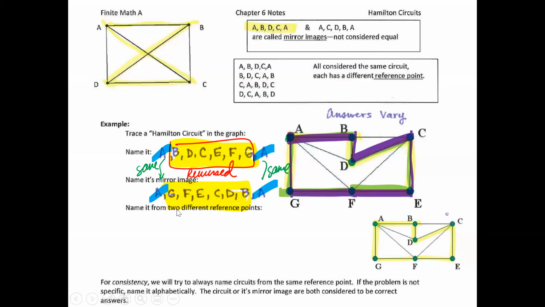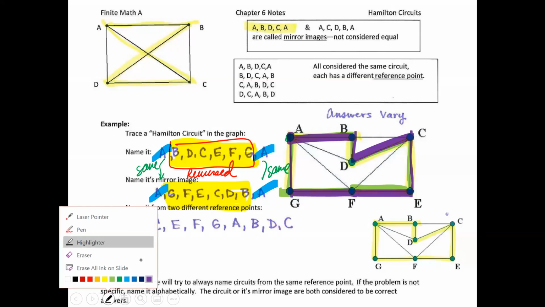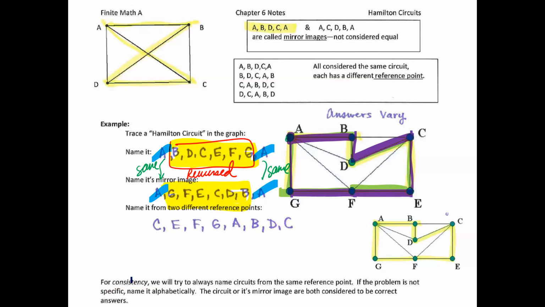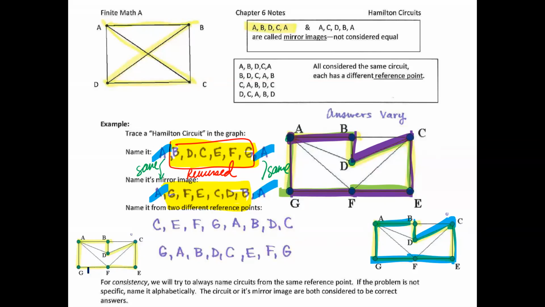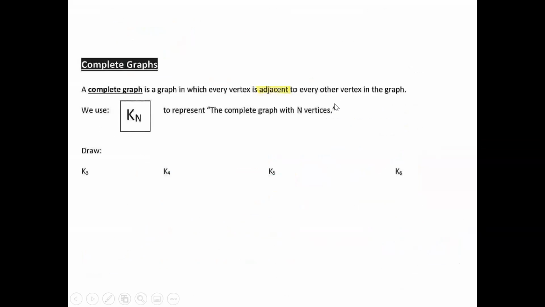All right, name it from two different reference points, which is the starting point. So I can go ahead and start off at a different point as well. Let's say we start at C. So from C, I go to E, and then from E, F, G, A, B, D, C. Another way that you can do this is from G, and then go to A, B, D, C, E, F, G. So again, different starting and end points.